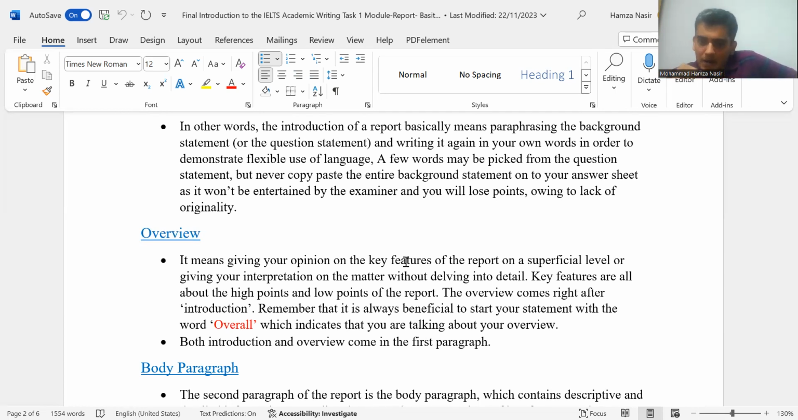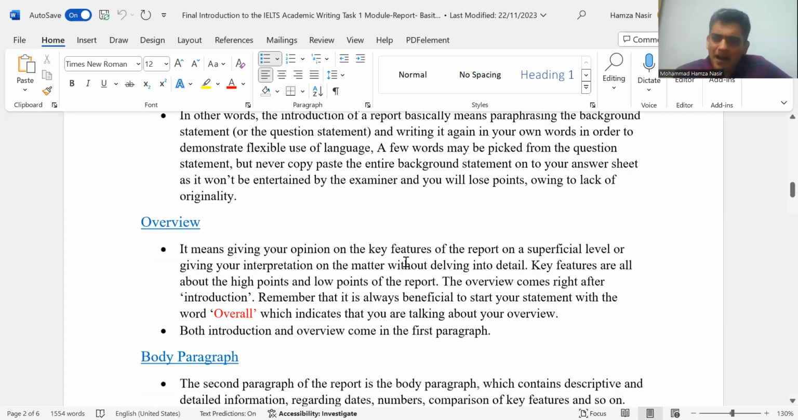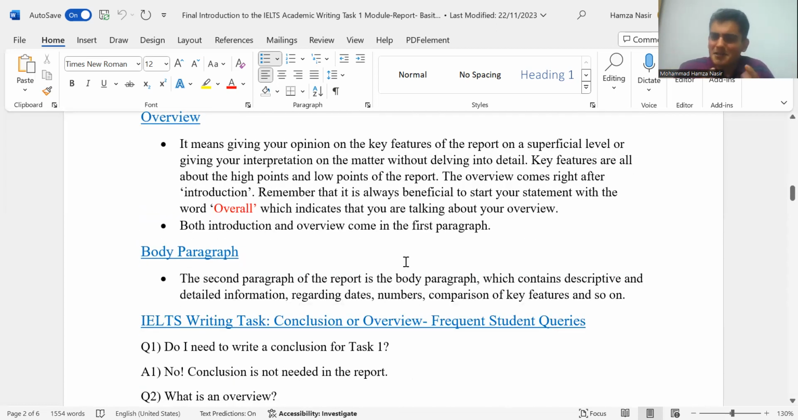Now you move on to the second paragraph. What is the second paragraph? Well, that is the body paragraph. Especially as Pakistanis, we love these things, story writing and all that stuff. So this is where you give details. The body paragraph contains descriptive and detailed information regarding dates, numbers, comparison of key features, and so on.